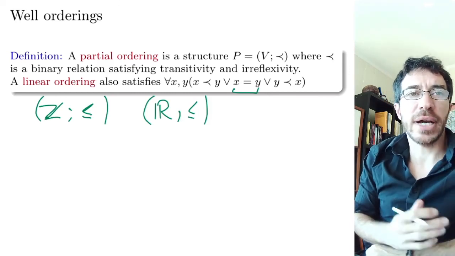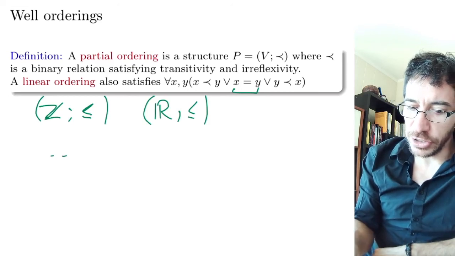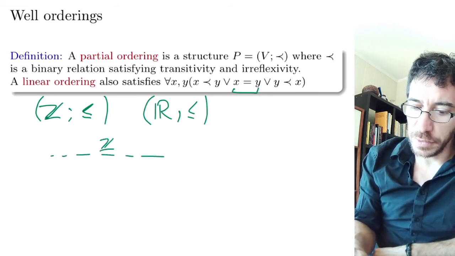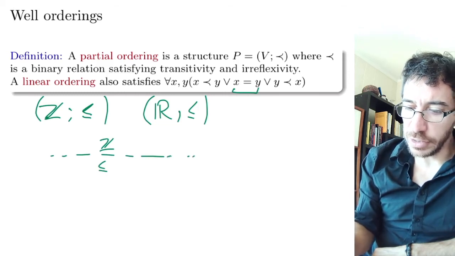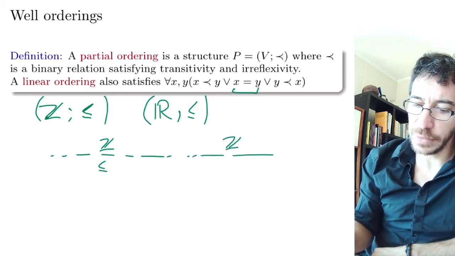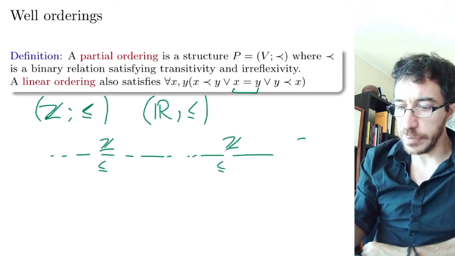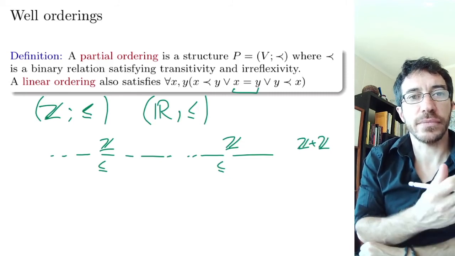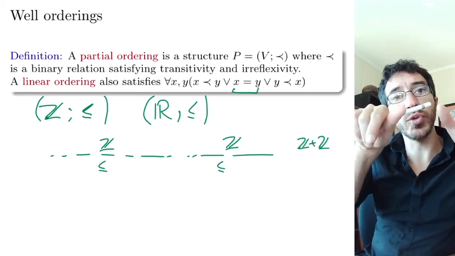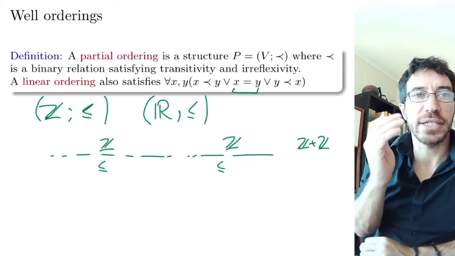You can have more complicated linear orderings. You can have a copy of the integers with less than or equal, and then when that's done, you take another copy of the integers and you put it right after, and you get a new linear ordering that we call Z plus Z. It's just two Z chains, one after the other. That's a linear ordering that satisfies the properties.